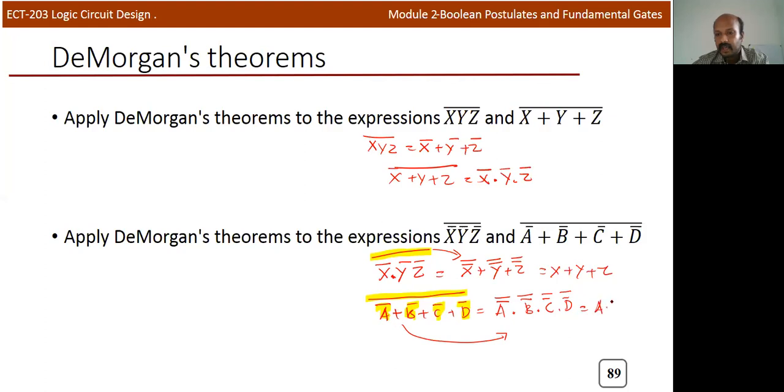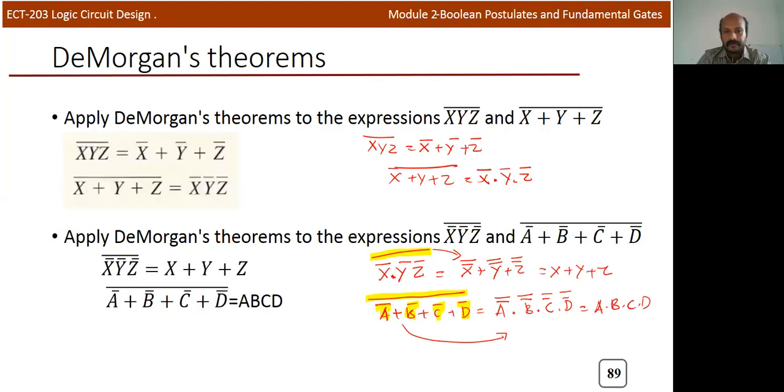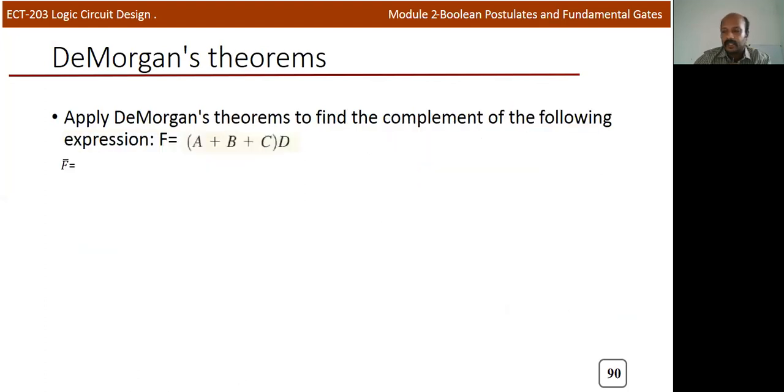So it becomes A into B into C into D. Okay, so this is the expression after applying DeMorgan's. So this is the result. Now we'll do another question.